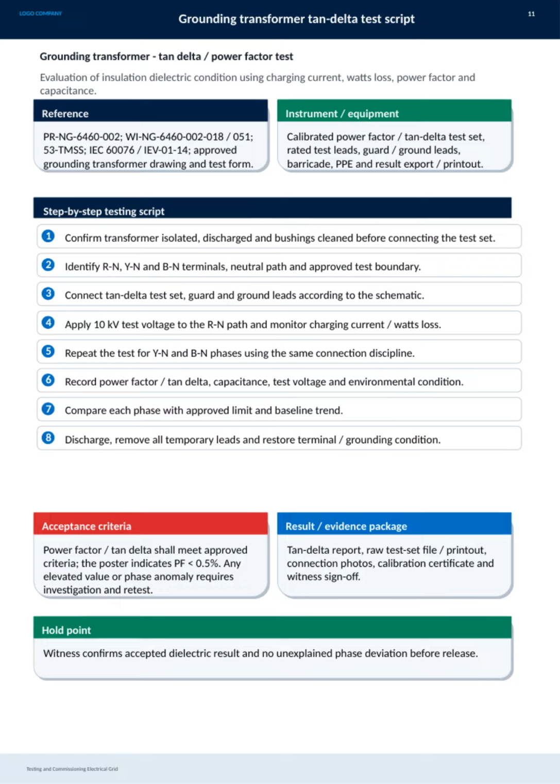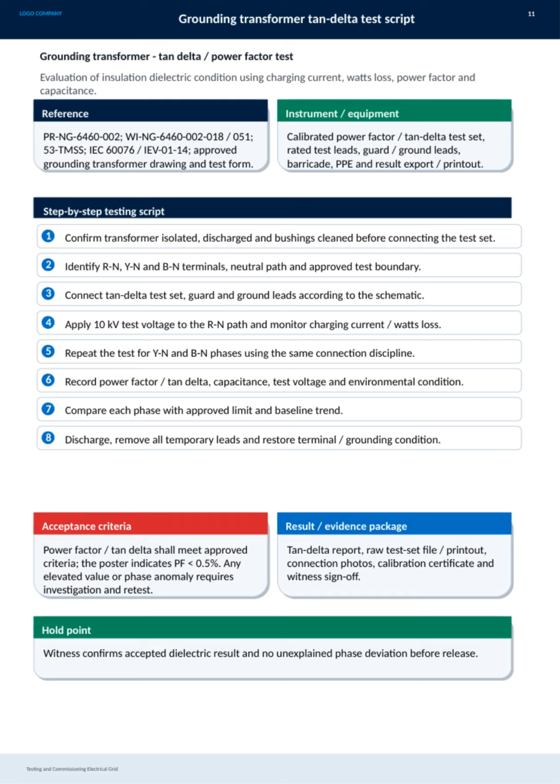During testing, record the power factor or tan delta, capacitance, test voltage, and environmental conditions. Once you have the data, compare each phase's results to the approved limits and baseline trends. The key acceptance criterion here is that the power factor or tan delta must be below 0.5%. Any reading above this or any phase anomaly means an immediate investigation and retest are necessary.